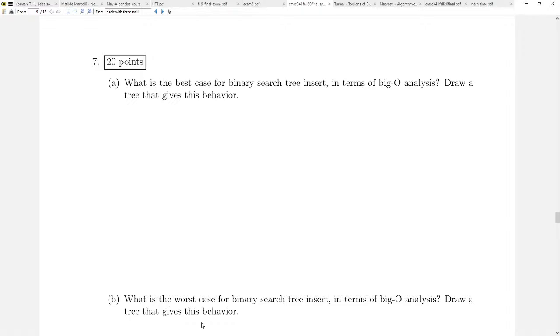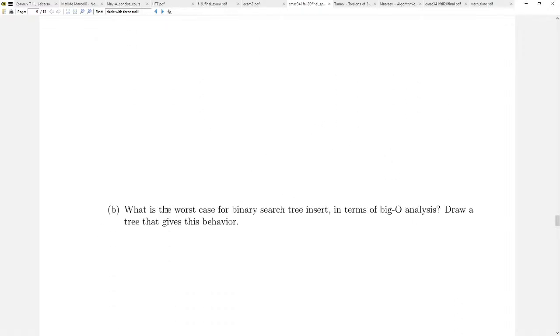You have to think about that. Like, what is the best case of it? And then what's the worst case in terms of big O analysis? So you'll have to draw a tree that gives the behavior of the worst case.